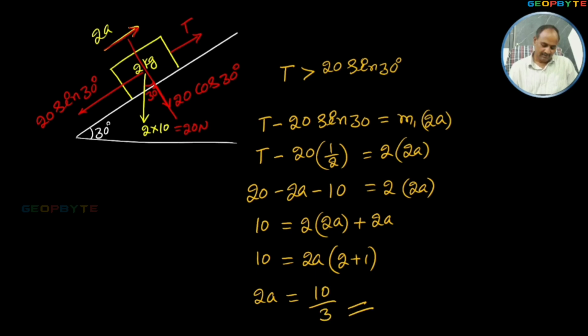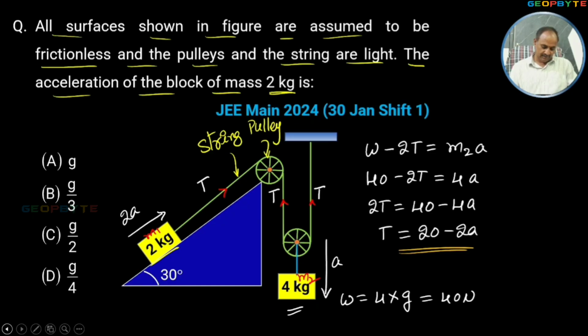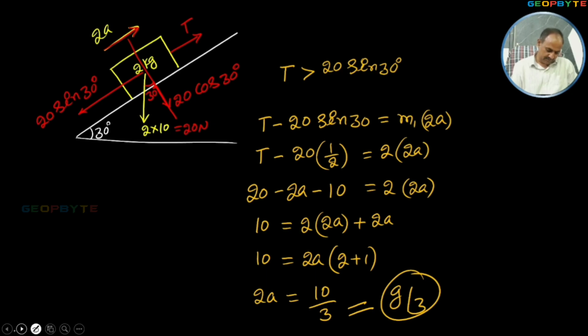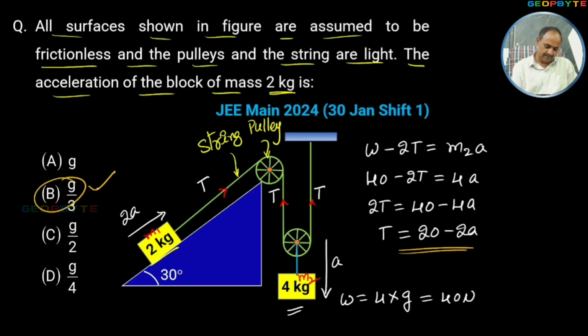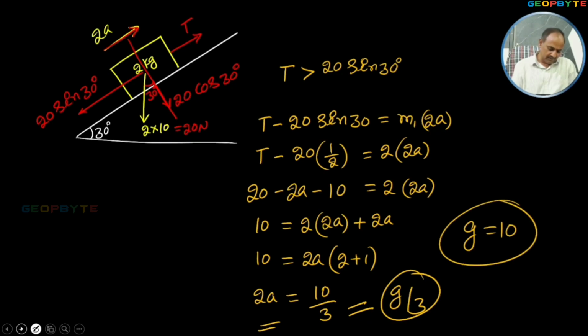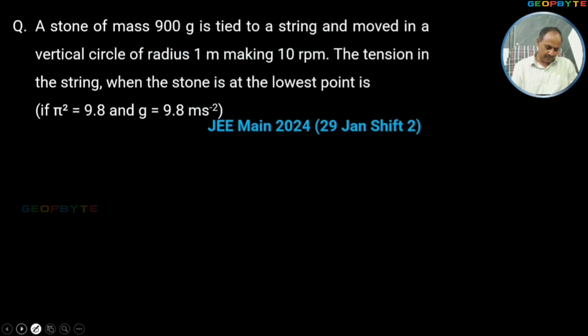That's the answer. Is the option available? 10 by 3. It is 10 means g, so g by 3. Option B is absolutely correct. Understood clearly? Yes. Here, the acceleration of the 4 kg block is a. Acceleration of the 2 kg block is 2a. That's why we have decided the 2a value. Understood clearly? Yes. Similarly, here g equal to 10 we have taken.